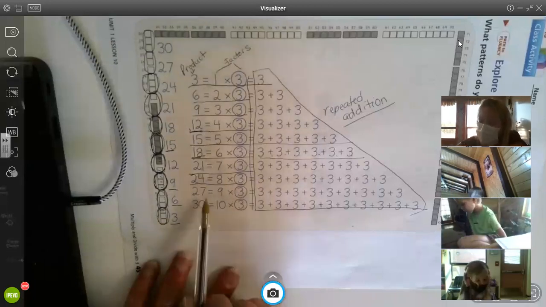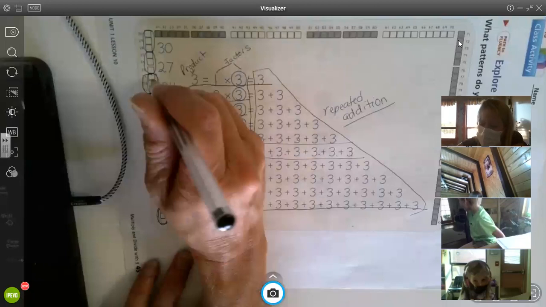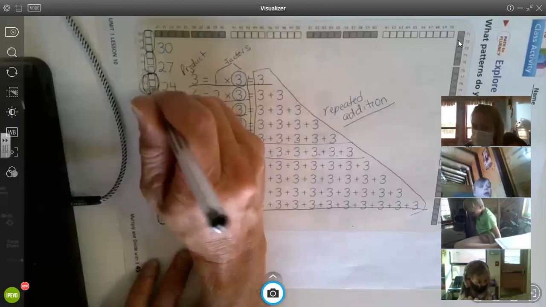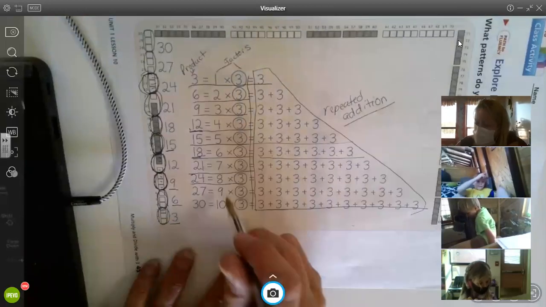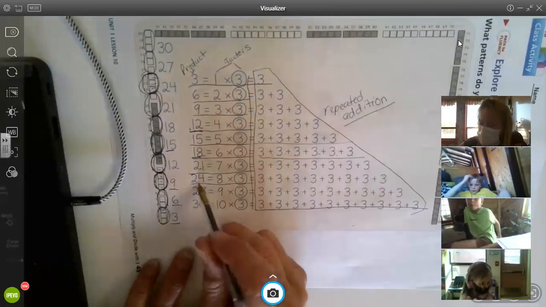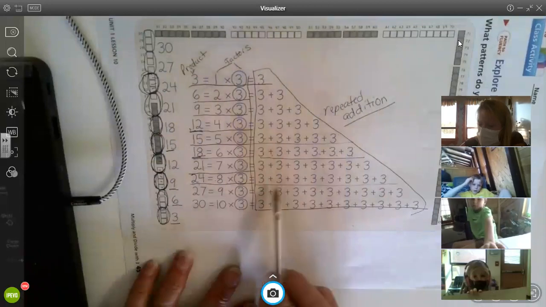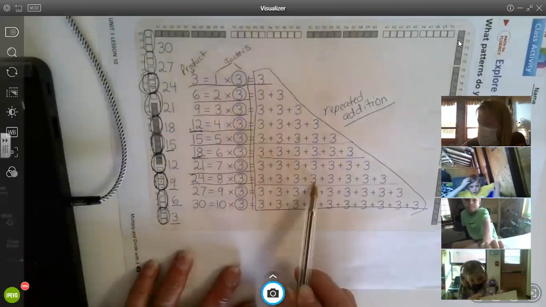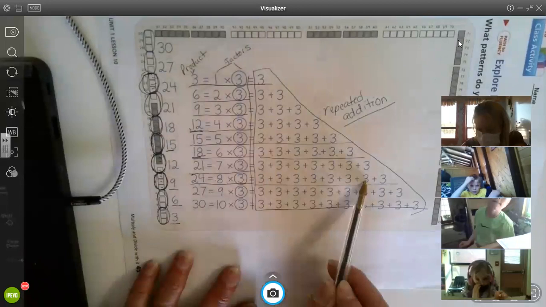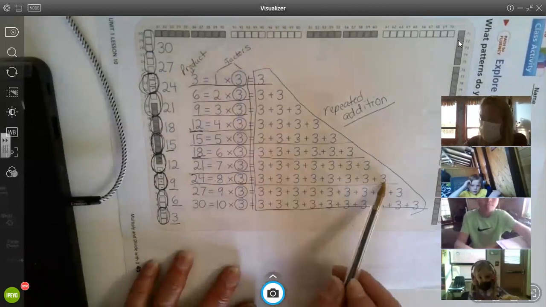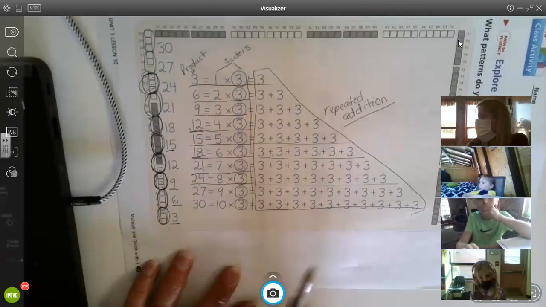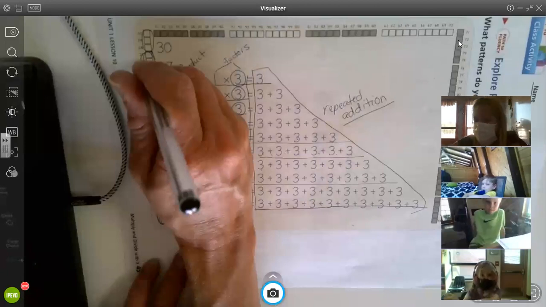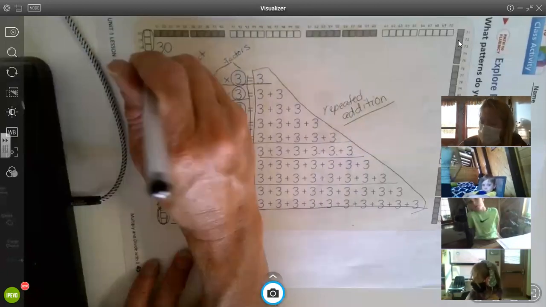Marin, if we circle another group of 3, 1, 2, 3, counting by threes, skip counting, what would I get? 24 equals 8 times 3, which is the same as 3 plus 3 plus 3 plus 3 plus 3 plus 3 plus 3 plus 3. You add 8 threes together to get 24. We only have 2 left. Who is willing? Sunny, I see your hand. Add 3 more to it. 1, 2, 3. What am I going to get?